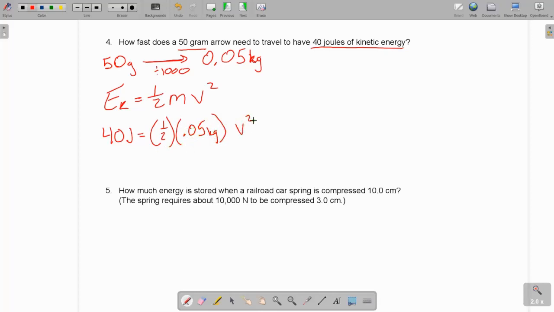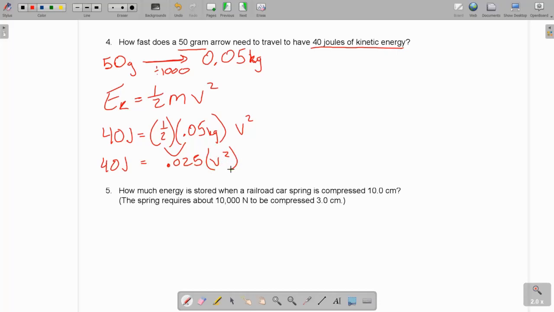Okay, so again, we got to be really careful with that squared. We are going to have to use a square root at some point. So if you go ahead and do 0.05 divided by 2, let's just get that out of there. 0.05 divided by 2, it's 0.025, okay? So this is 0.025. That's equal to 40 joules times v squared, okay?